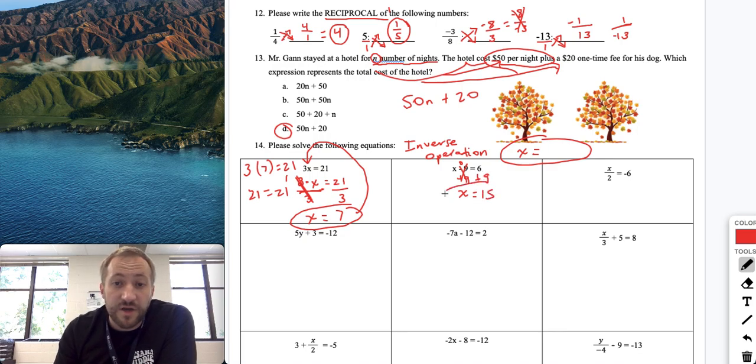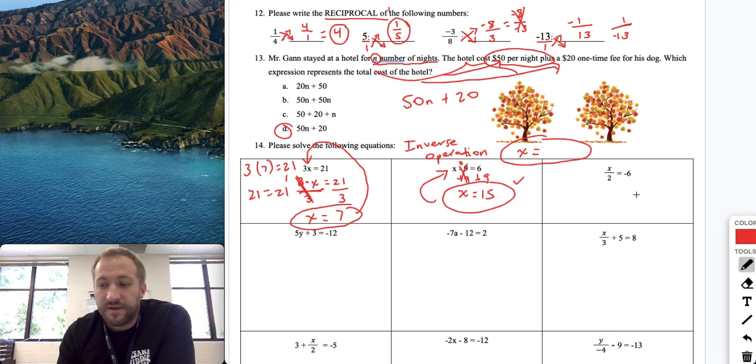So now I have x is equal to 6 plus 9, that's 15. And again, if you wanted to double check your work, you could use substitution and put that 15 in for x. So 15 minus 9, does that equal 6? Yes, it does. So I did it correctly.